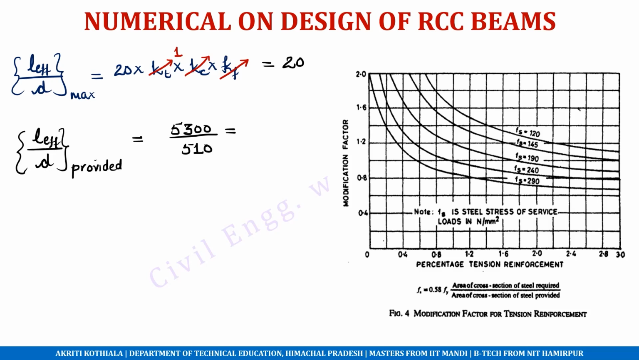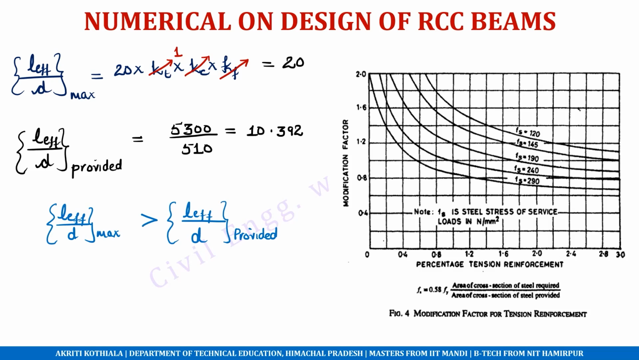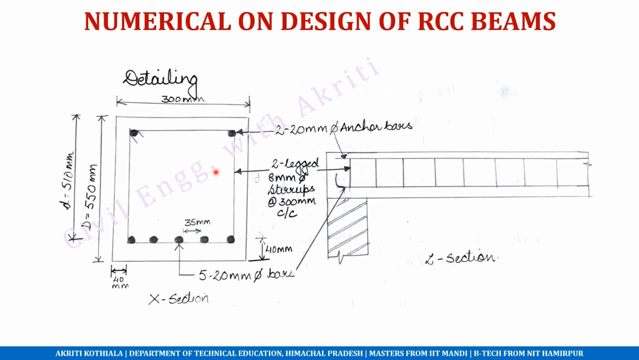Next is L effective by d provided, which is equal to 5300 upon 510, which is equal to 10.392. So L effective by d maximum is greater than L effective by d provided, because 20 is greater than 10.4. Hence, this is okay. The maximum ratio which was allowed is 20, but we have obtained 10.4. So since it is within limits, this is okay, and we can move on to the detailing.